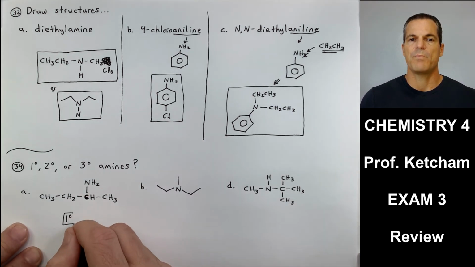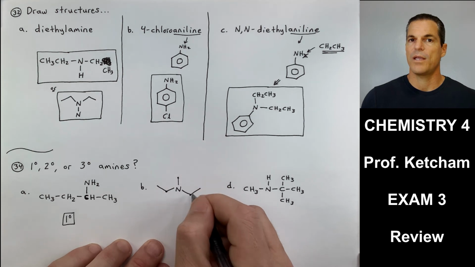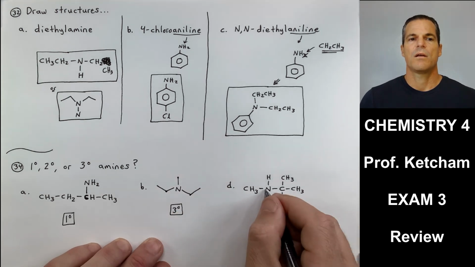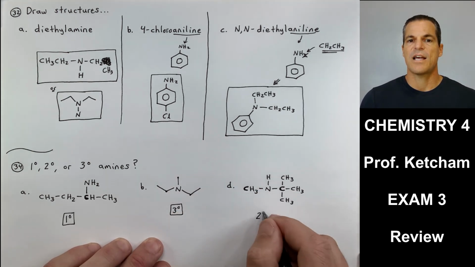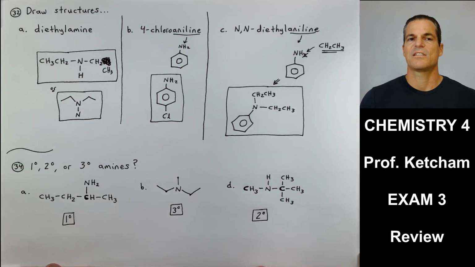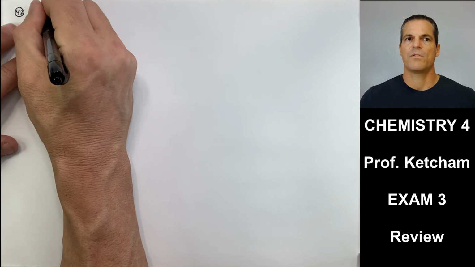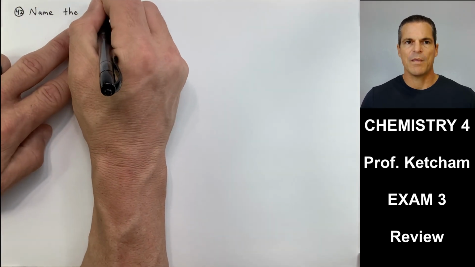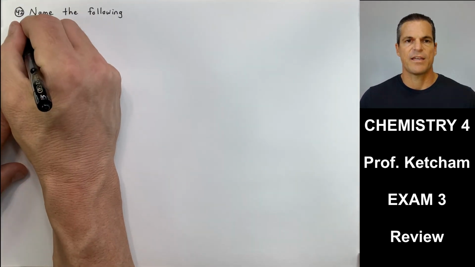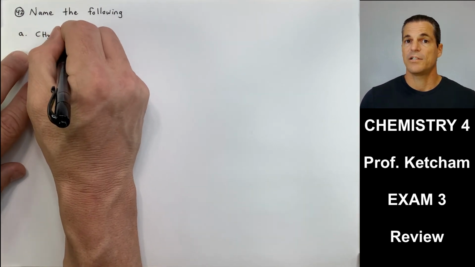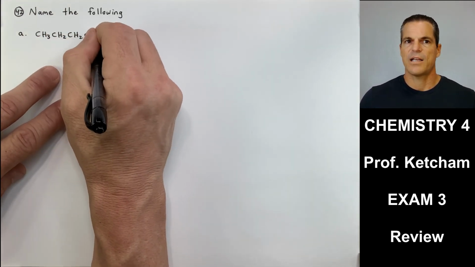Find the nitrogen in B. How many carbons is it attached to? 3, tertiary amine. 34D, the nitrogen is attached to only 2 carbons. This is a secondary amine. The naming is a little different than alcohols. Be very careful, okay? Not the naming, but the classification, how you classify primary, secondary, and tertiary is a little bit different for amines and alcohols.